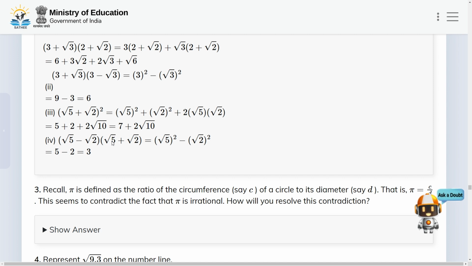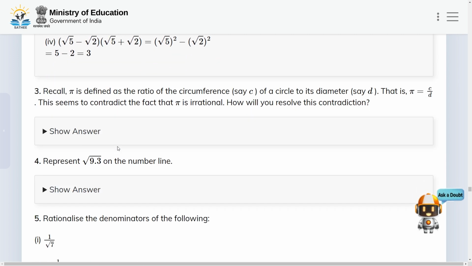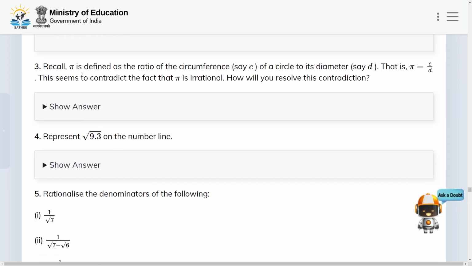Okay, so now we can move to the next question. So in the next question here we have this. Here we have to recall that pi is defined as the ratio of the circumference of a circle to its diameter, say d, that is, pi is equal to c over d. Okay, and this seems to contradict the fact that pi is irrational. How will you resolve this contradiction?